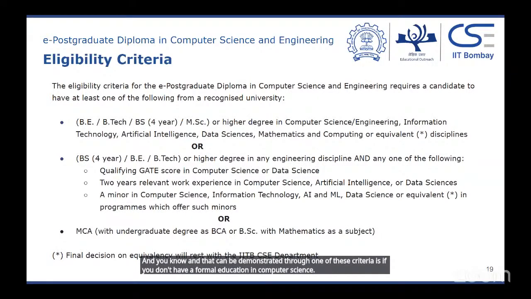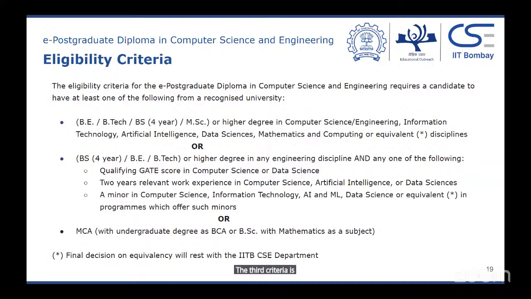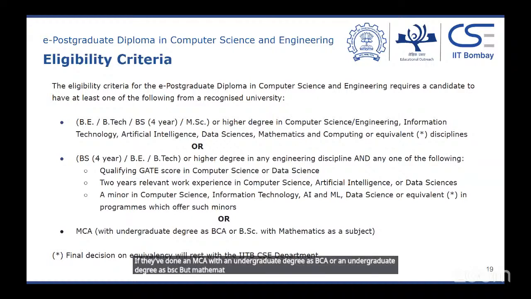The third criteria is for candidates who are not from an engineering background, if they've done an MCA with an undergraduate degree as BCA or an undergraduate degree as BSc, but mathematics as a subject. So those candidates are also eligible for the e-Postgraduate Diploma in Computer Science and Engineering. So that's broadly the eligibility criteria for this ePGD.